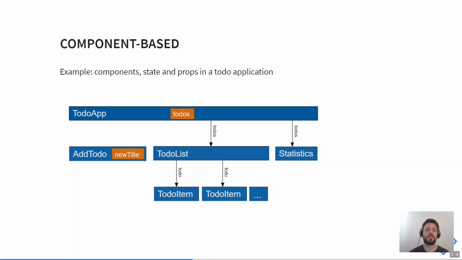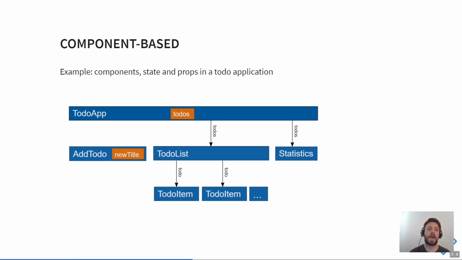Data can be passed down to child components via props. Here we see that the array of to-dos is passed down to the to-do list component to be displayed, and it is also passed down to the statistics component, which will show us how many completed or incomplete to-dos there are. The to-do list component, in turn, can use to-do item components to display to-dos based on their data.